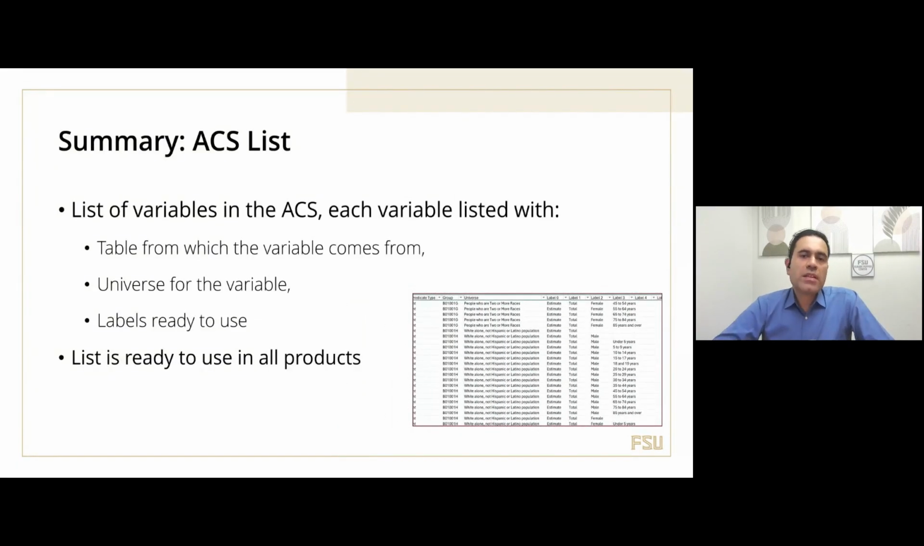So in summary, the ACS list is the comprehensive, complete list of variables in the American Community Survey, augmented with information about the universe for the variable, the table from which the variable comes, and the labels corresponding to this estimate, ready to use. And built in this form, the ACS list is ready for use in each of the products.